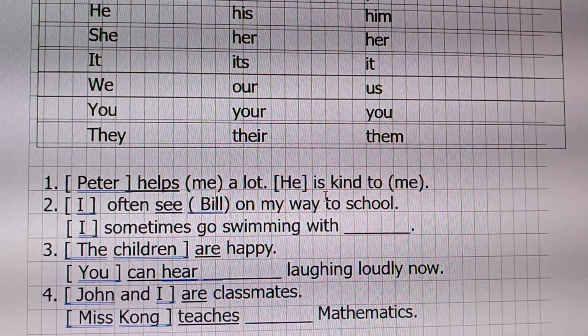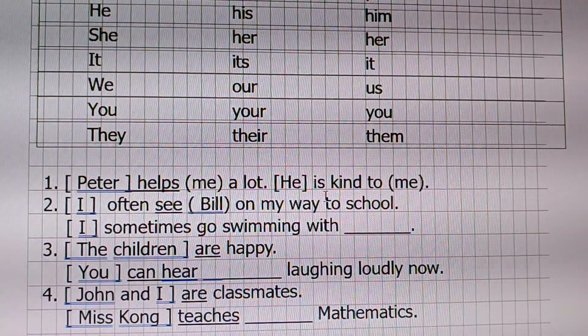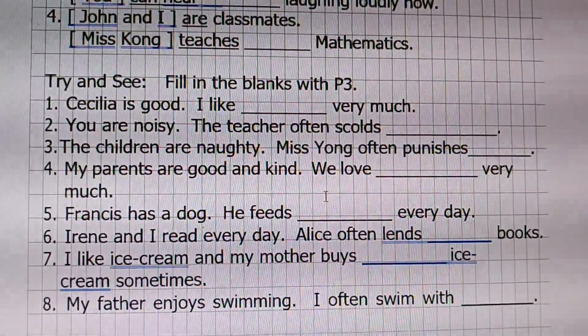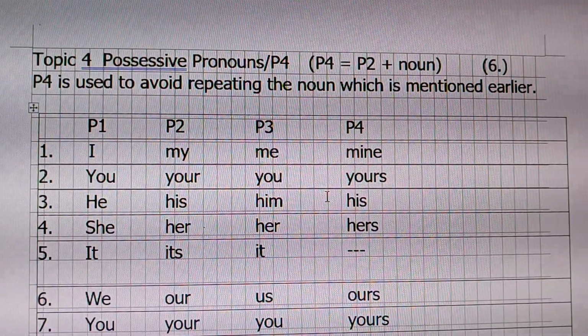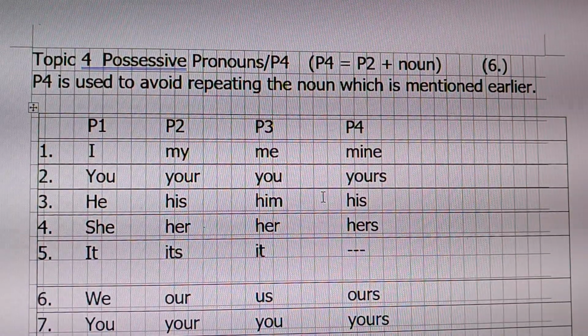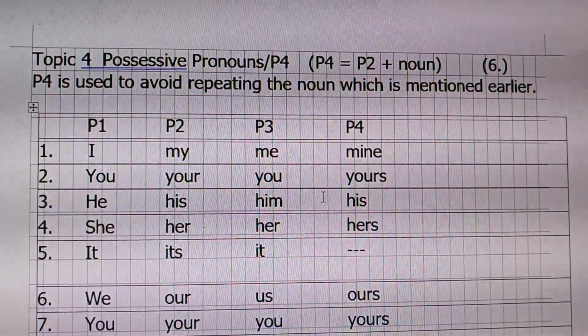Teachers, of course, us. Right after a verb, you use personal pronoun P3. So P3 can replace any noun in the object position. So try this exercise and see. P4 is a possessive pronoun. It's equal to P2 plus noun. So you don't want to mention the nouns that you know already, so you can omit it.